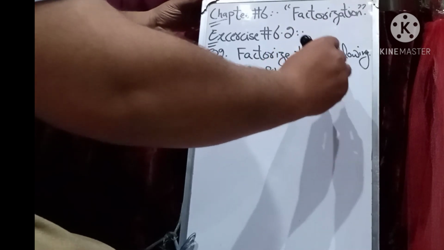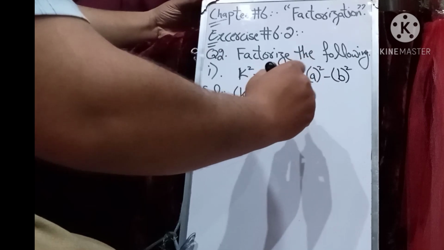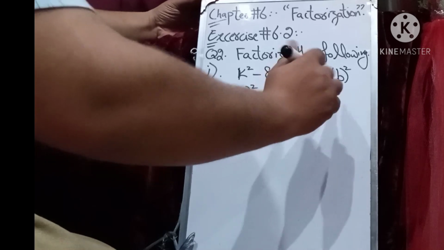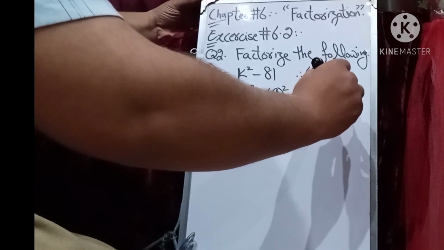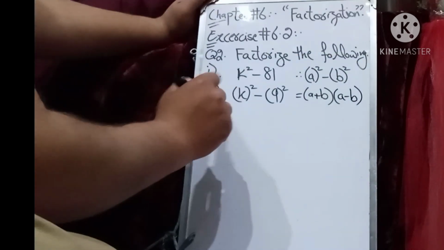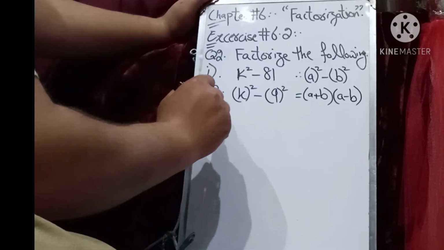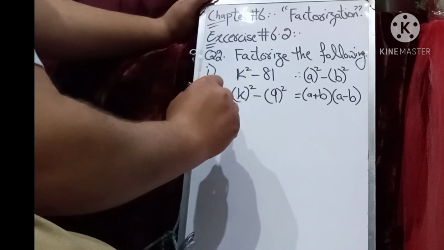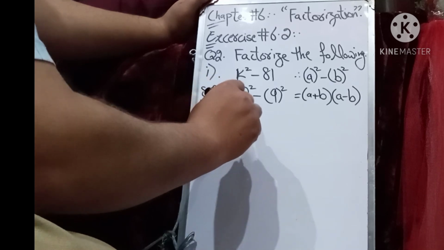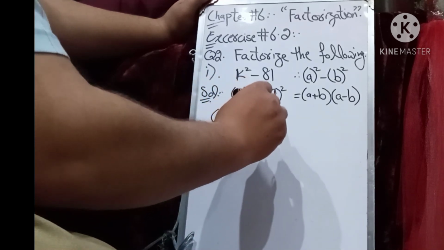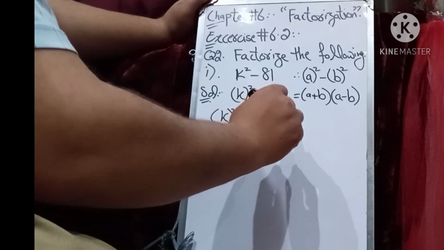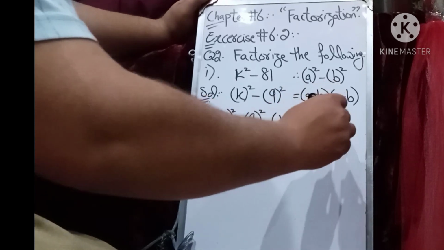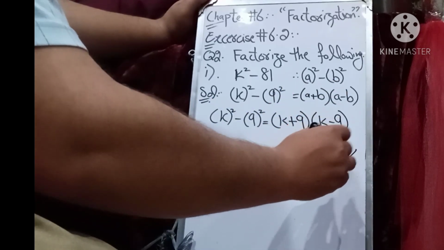And there you can see that a square minus b square is actually equal to (a plus b) into (a minus b). So k square minus 9 square is looking as a formula a square minus b square. So you can write it (k plus 9) into (k minus 9), which is our required answer.